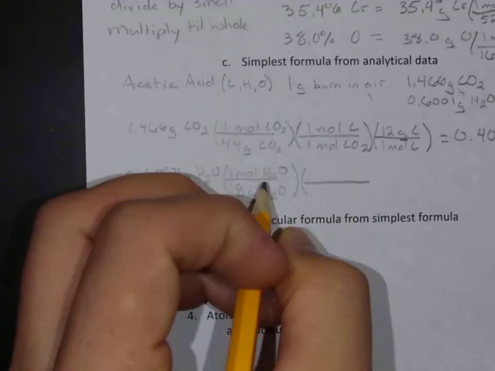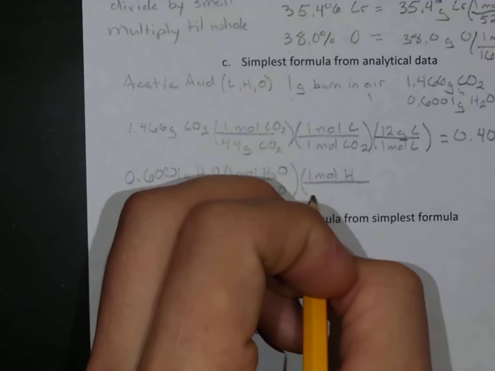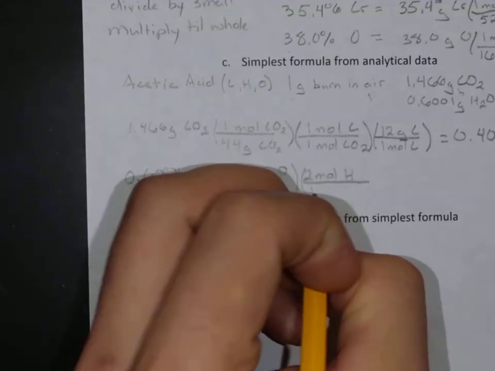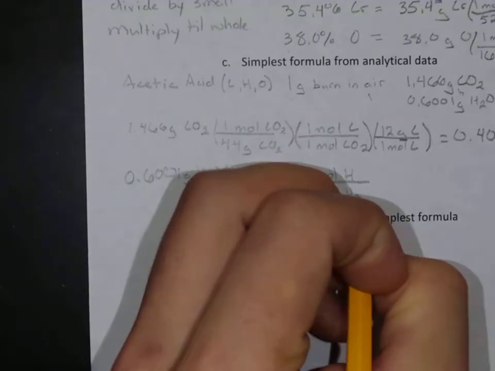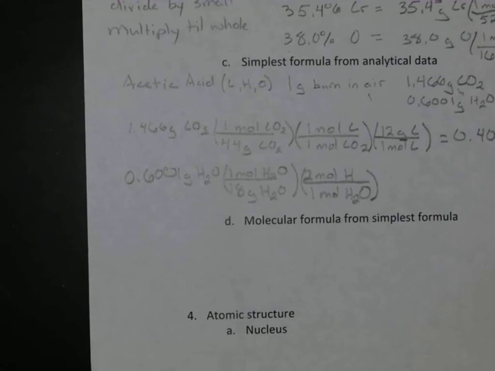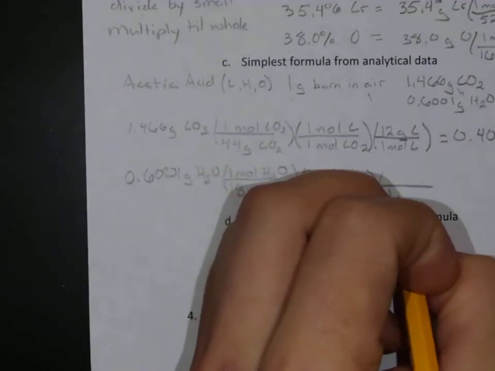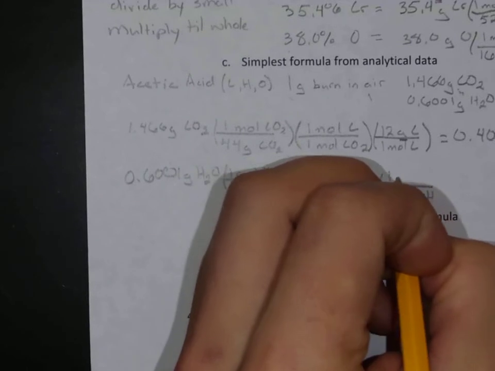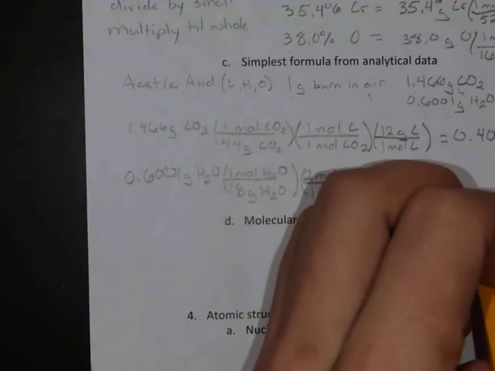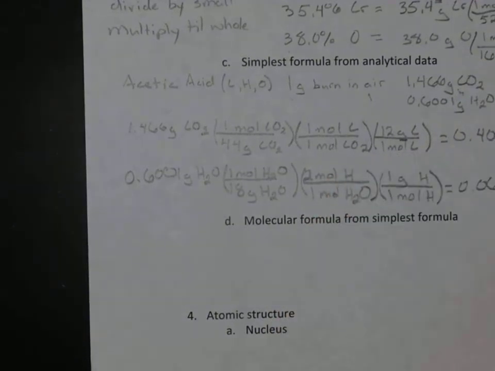And then I can do my mole-to-mole conversion. I have 2 moles of hydrogen in 1 mole of H2O. H2O, we've got 2 hydrogens there, so we get 2 moles of hydrogen in that. And then now I'm going to convert to grams. My 1 mole of hydrogen is 1 gram of hydrogen. And so when I do that calculation, it turns out that I have 0.067 grams of hydrogen.